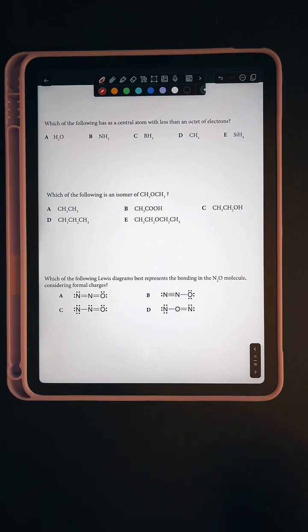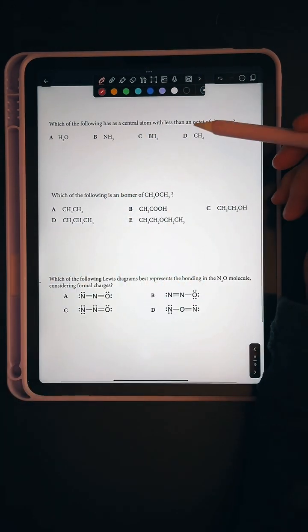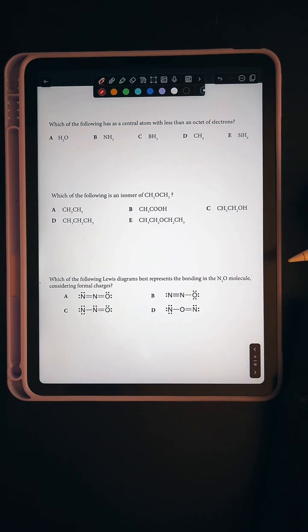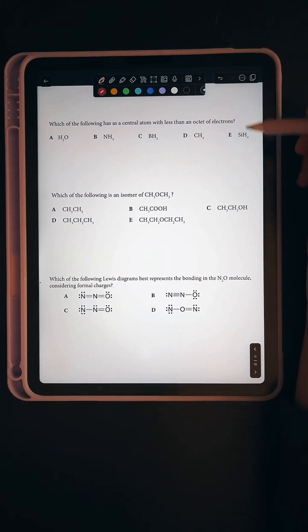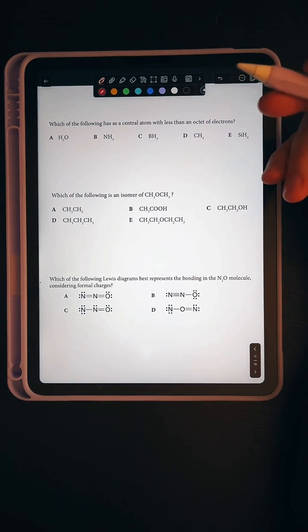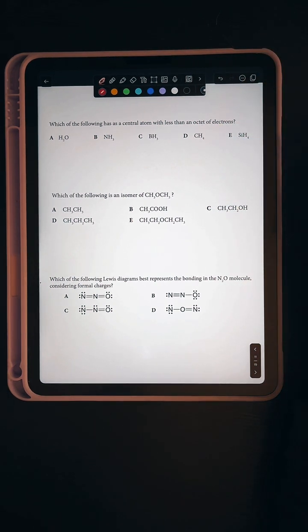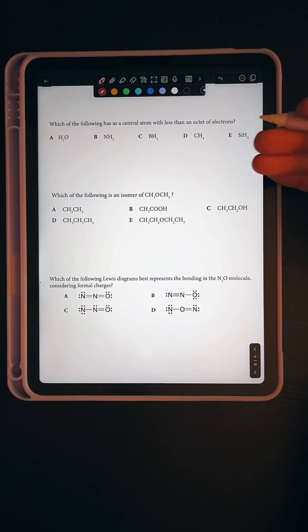All right. So let's go ahead and do number 10. Which of the following has a central atom with less than an octet of electrons? So what you could do when you start this problem is draw out all of the Lewis structures. And that is one approach that you can do, is figure out valence electrons, draw out the Lewis structures, and figure out which one doesn't have an octet. The other thing you can do is figure out just the number of valence electrons.